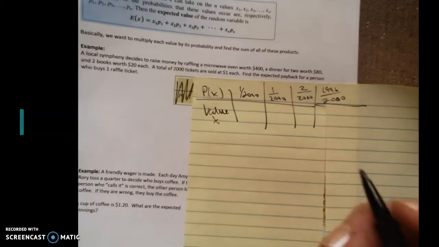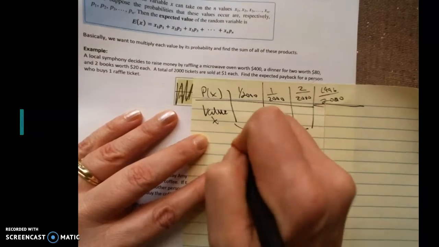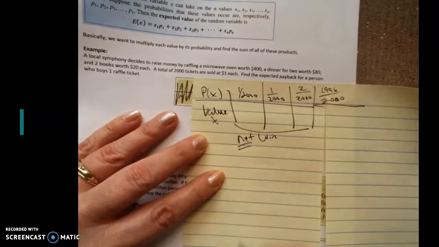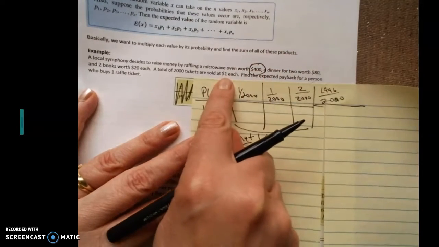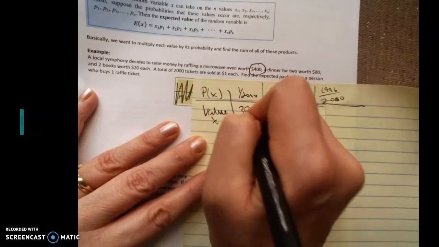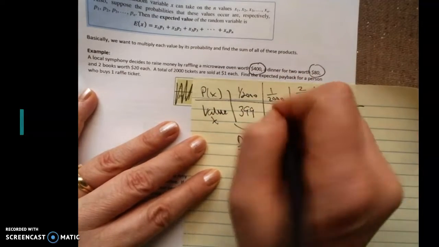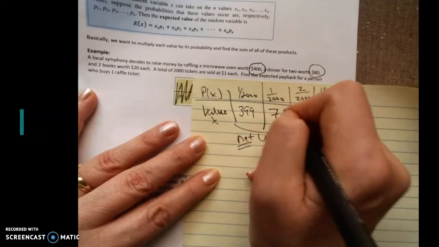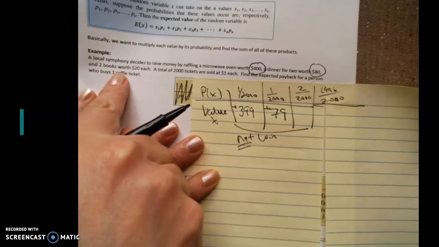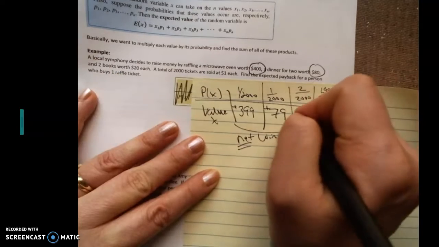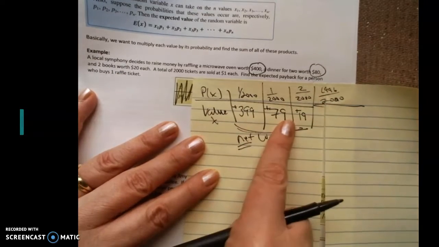Now the value, if you win, is your net win, meaning the true value of what you won. Well, you don't really win $400 because what did you do? You paid $1. You're only really winning $399. If you win the dinner for 2, it's worth $80, but you paid $1 to win it. So you really only won, these are positive, you won $79. And the 2 books worth $20 each, they really only win $19. Okay, so that's your net win if you win.